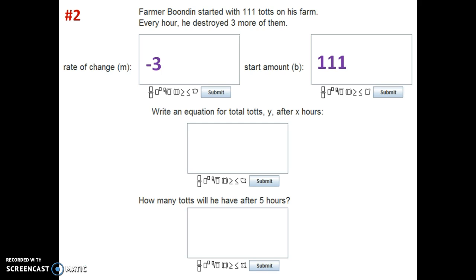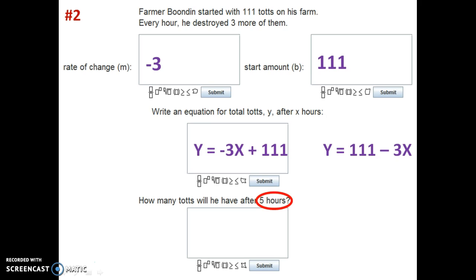And then we're going to write the equation for tots after x hours. So this is going to be y equals negative 3x plus 111. Because negative 3 is our m and our b is 111. And this could also be written as y equals 111 minus 3x. But we're just going to keep it as y equals negative 3x plus 111. How many tots will he have after 5 hours?